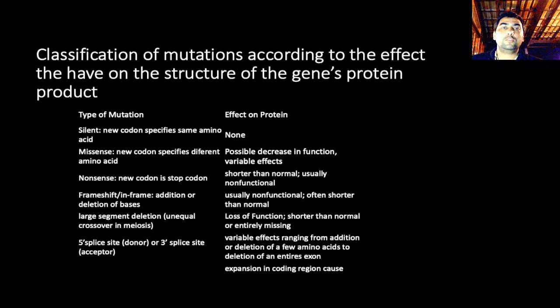In a nonsense mutation, a new codon is a stop codon, or the new protein is shorter than normal and usually non-functional. A frameshift mutation means the addition or deletion of bases, and is usually non-functional, often shorter than normal, because you have a stop codon.